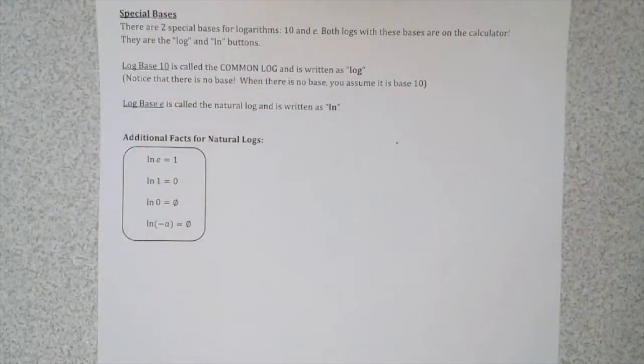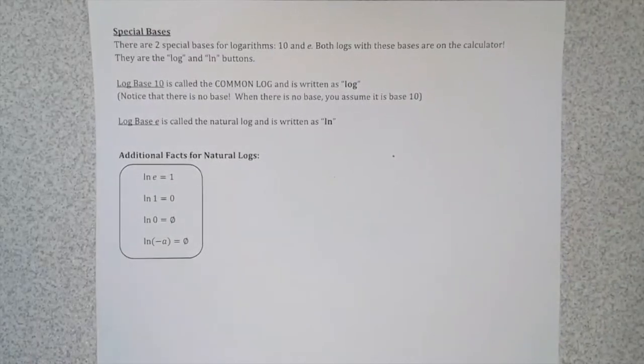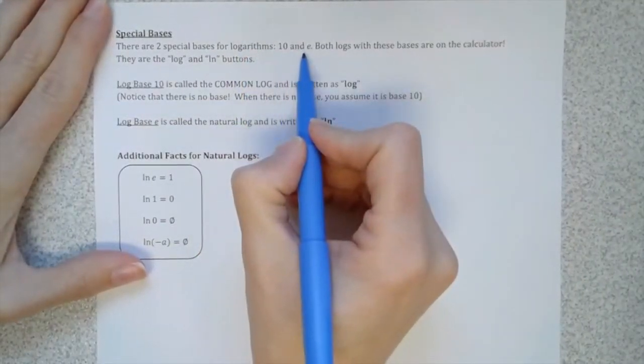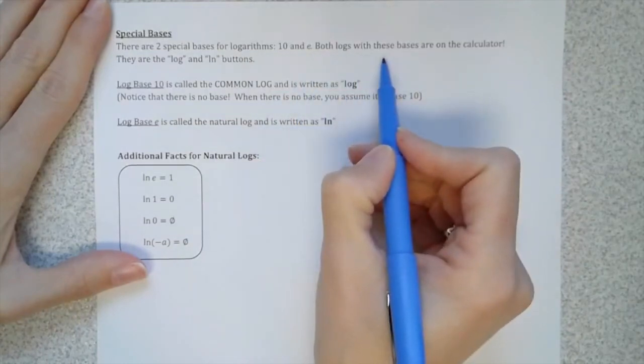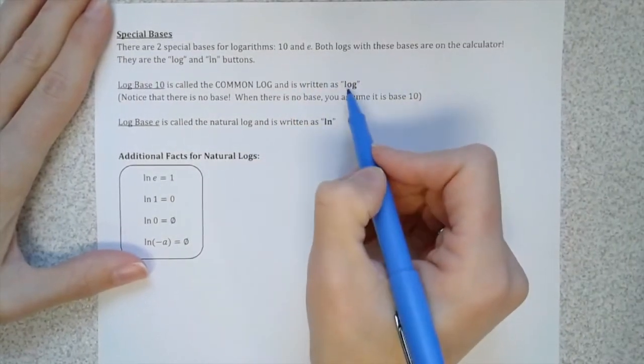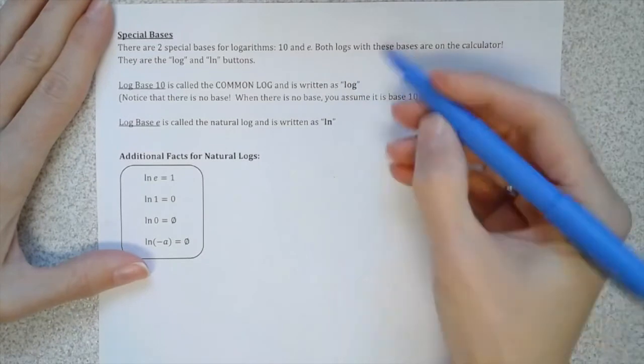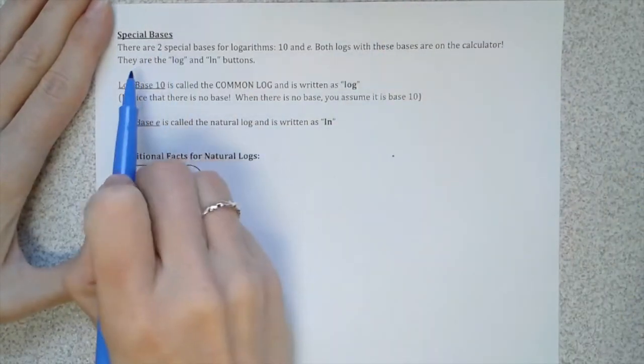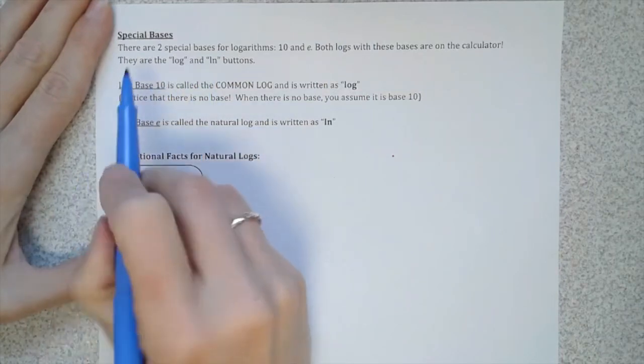If you look on this page, there are 2 special bases you need to know from pre-calc. The 2 special bases for logs are 10 and e. These are the ones that are on your calculator. You'll notice log is always with 10 caret, and ln is always with e caret. These again are the log and ln buttons on your calculator.